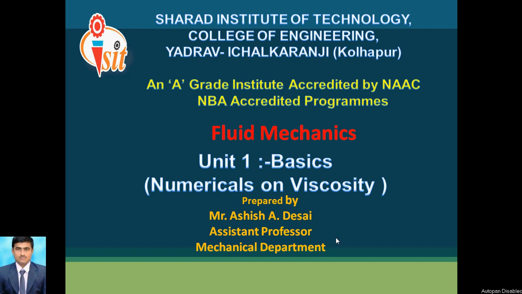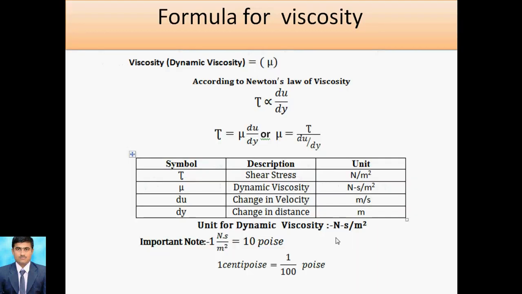Today we are going to discuss the numericals on viscosity. This is related to chapter number 1, that is basics. We already discussed the phenomenon of viscosity. Viscosity is a property of fluid which determines its resistance to shear stresses. We can also say that it is a measure of internal fluid friction, and it wholly depends on cohesion bonding and the intermolecular transfer or momentum transfer. So this is regarding the viscosity.